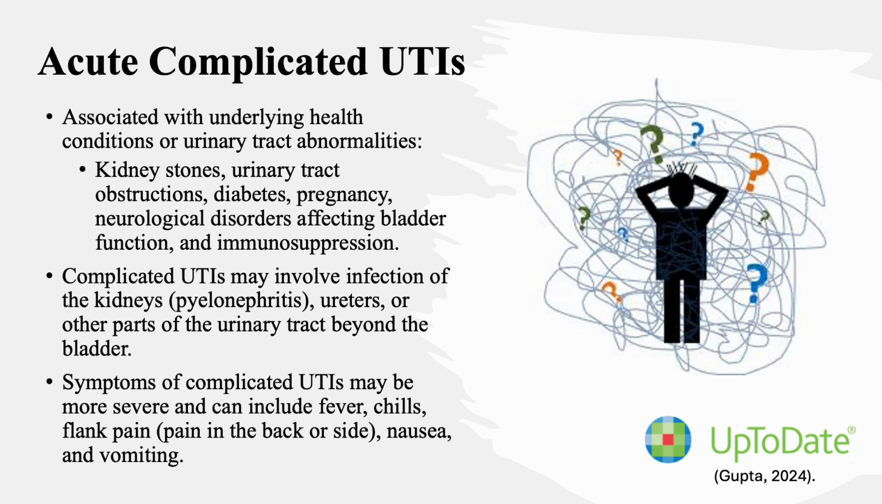Unlike uncomplicated UTIs, which primarily affect the bladder, the complicated UTIs extend to involve the kidneys, the ureters, and other parts of the urinary tract beyond the bladder. Symptoms of complicated UTIs tend to be more severe and may include fever, chills, flank pain, nausea, and vomiting, which necessitates prompt and comprehensive management to prevent potential complications.